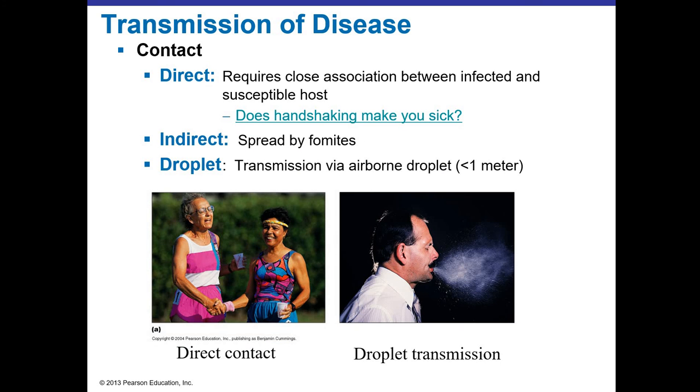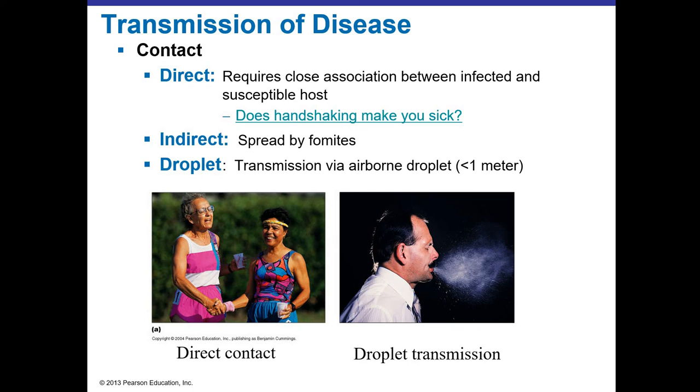When we talk about the transmission of disease, we can think of it as things that we come in contact with. Direct contact requires close association between an infected person and a susceptible host. So that's why we are currently practicing our social isolation to prevent any of that direct contact. But we can also talk about it from droplet transmission as well. We're learning a lot from our experience with COVID-19.